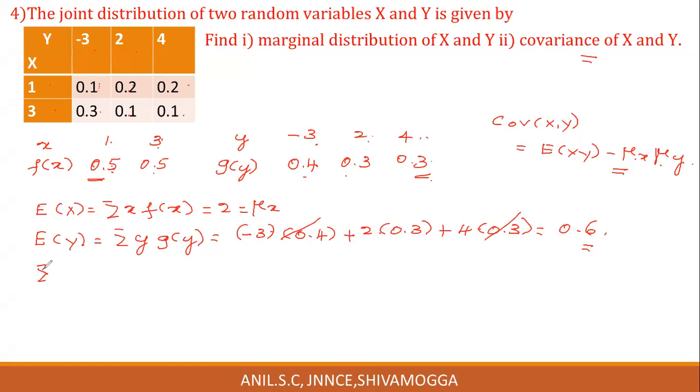Next, expectation of xy. It is given by summation xi into yj into Jij. You consider this one. 1 into minus 3 into 0.1 plus 1 into 2 into 0.2 plus 1 into 4 into 0.2 plus 3 into minus 3 into 0.3 plus 3 into 2 into 0.1 plus 3 into 4 into 0.1.